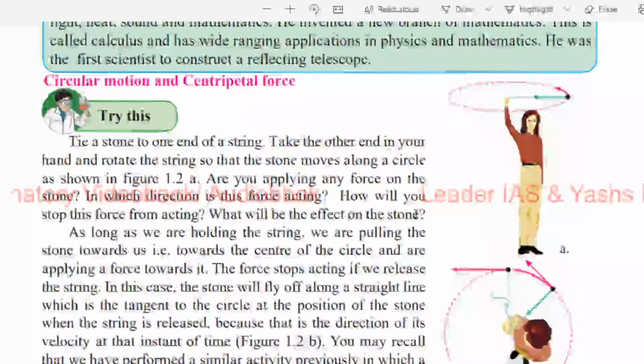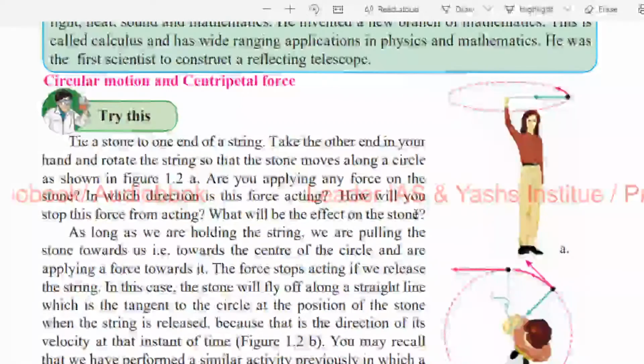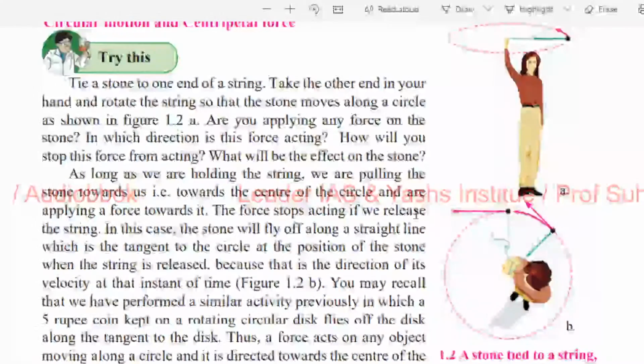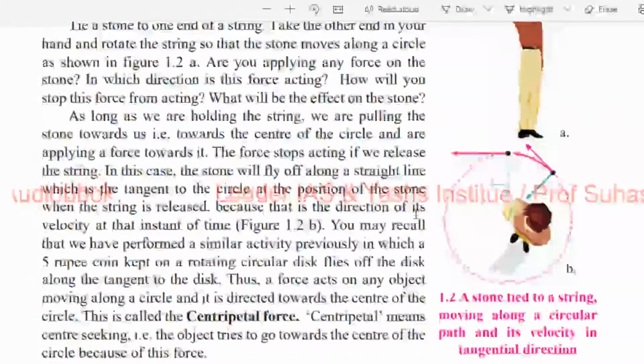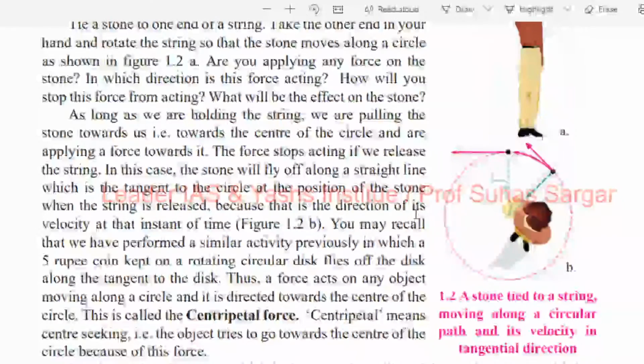Try this. Tie a stone to one end of a string. Take the other end in your hand and rotate the string so that the stone moves along a circle as shown in figure 1.2. Are you applying any force on the stone? See in figures A and B. Figure 1.2: a stone tied to a string moving along a circular path and its velocity in a tangential direction.